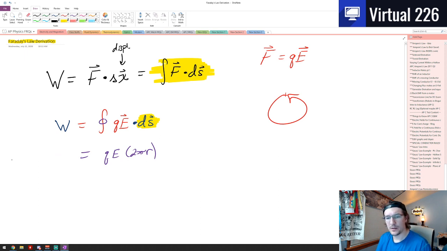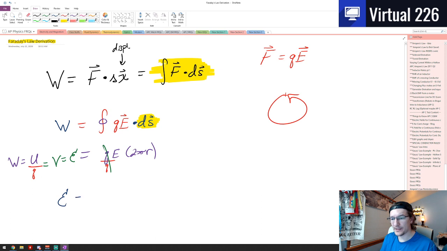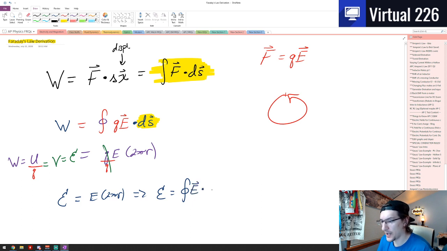Now, work can be thought of as a potential energy, U. And if we divide that potential energy per unit charge, that will give us instead a voltage, which is an EMF. So we can actually say here that an EMF can be equal to E times 2 pi r, which we could also write, more formally, as the EMF is equal to this closed path integral of the electric field dotted with some path vector.